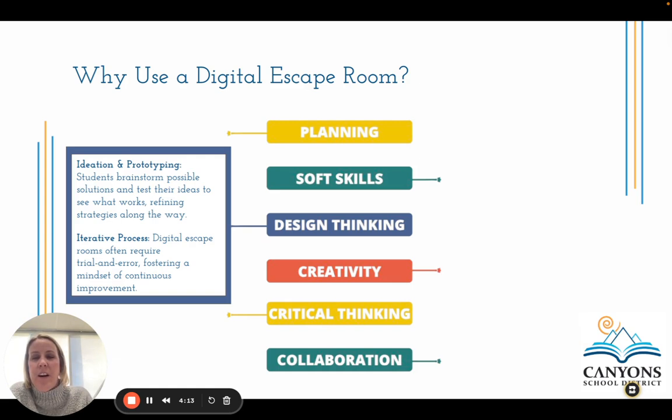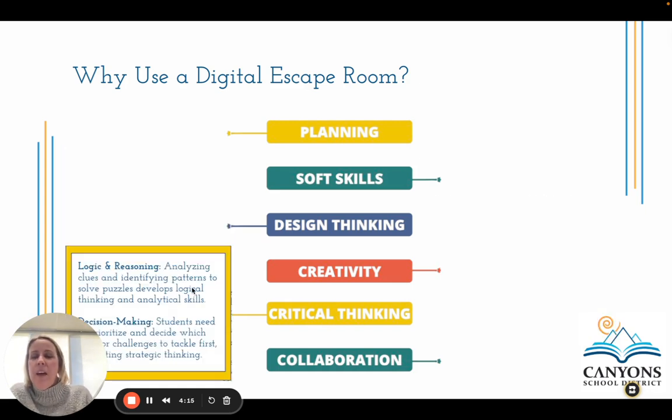under pressure. And then with critical thinking, students are analyzing clues and identifying patterns to solve puzzles, which can develop those logical thinking and analytical skills. When it comes to decision making, students need to prioritize and decide which challenges to tackle first, which may require some strategic thinking.